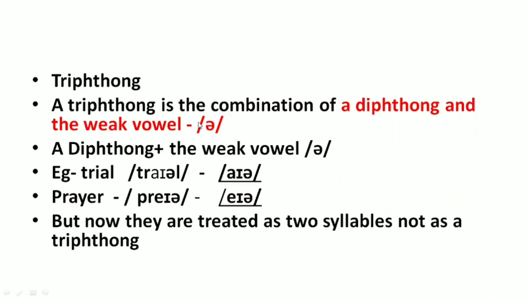So it assumes one position and goes to another. So it changes vowel quality. There are 8 diphthongs in English. There was also a triphthong at the time of Daniel Jones.